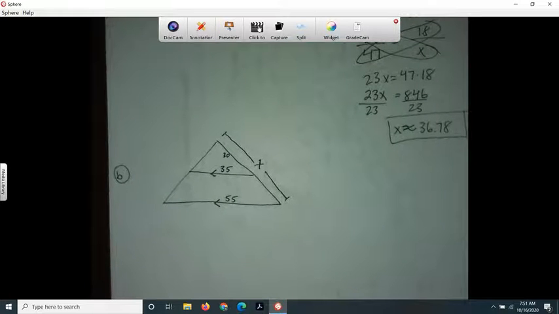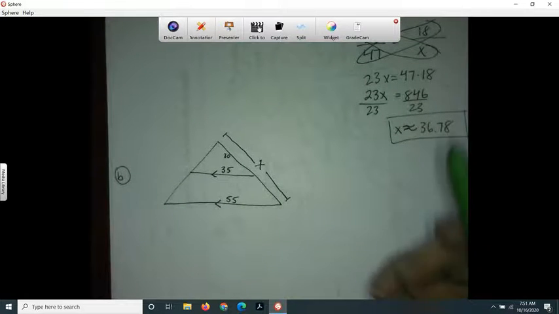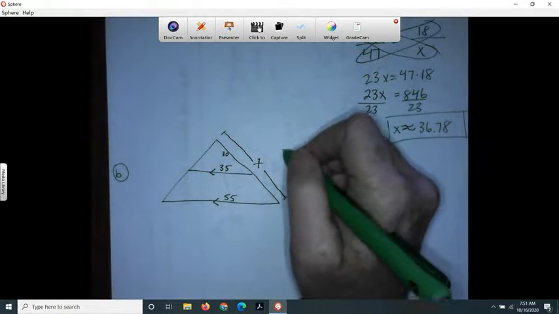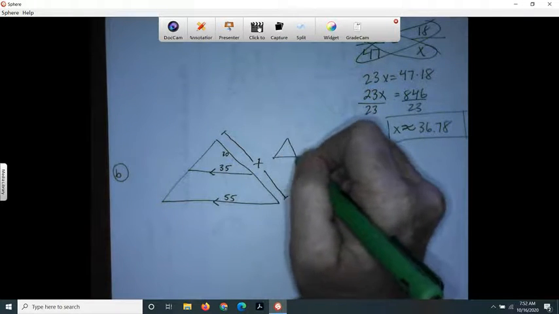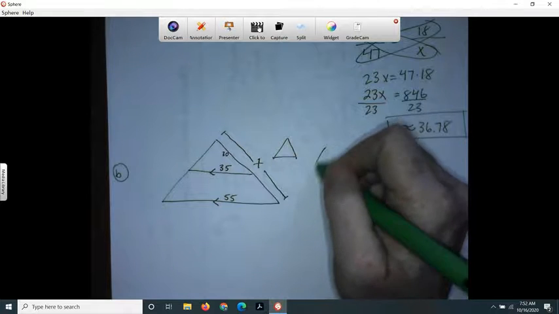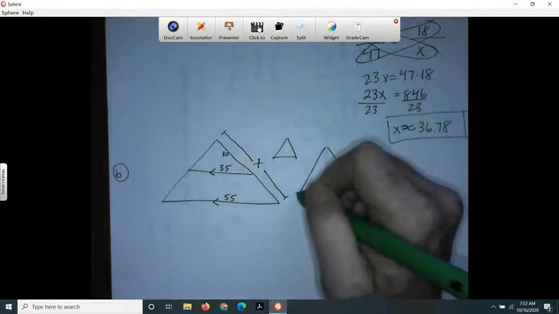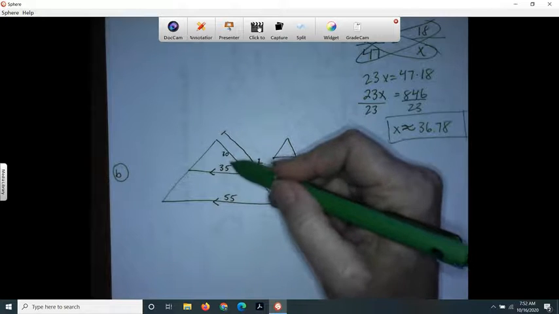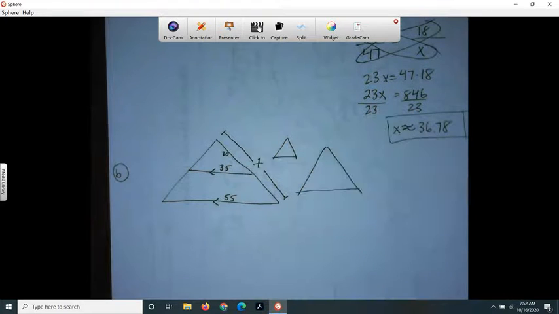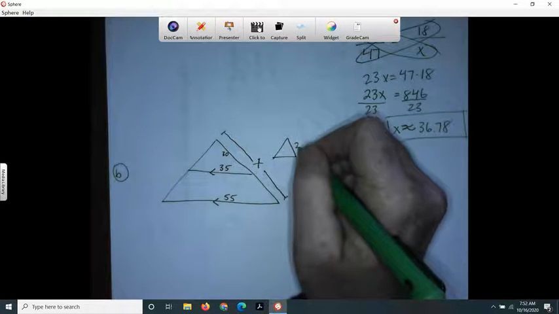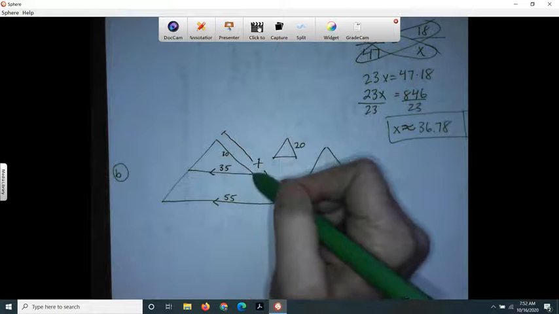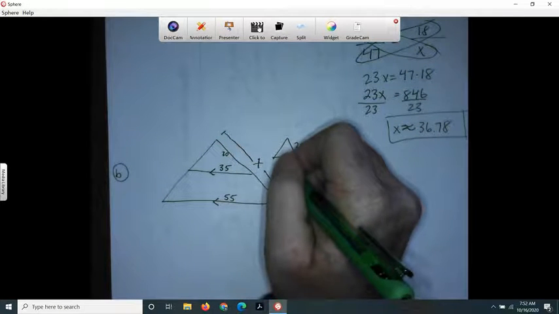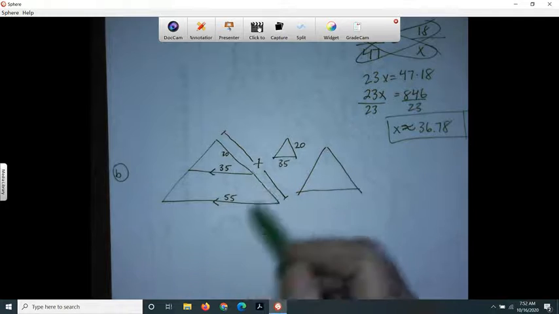And so the next one, you can think of this as two triangles, right? You have the little triangle and the big triangle. Here's the little triangle, and the little triangle is inside the big triangle. On the little triangle, I think that's supposed to be 20. Yeah, on the little triangle, we have 20 on the right-hand side, and we have 35 across the bottom. And on the big triangle, we have x on the right-hand side, and we have 55 across the bottom.